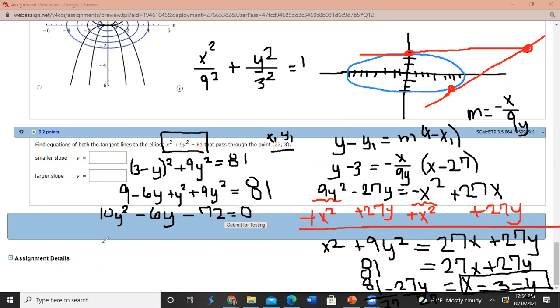It's been a while since we had to factor anything. Let's take out the greatest common factor. At least I can take out a 2, so that's something. So we're left with 5y squared minus 3y minus 36 equals 0.